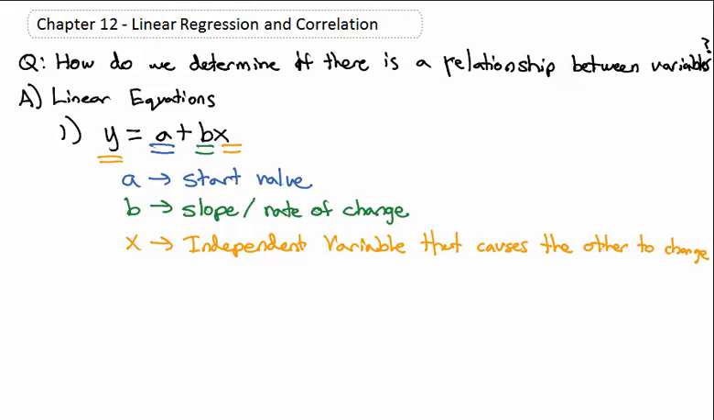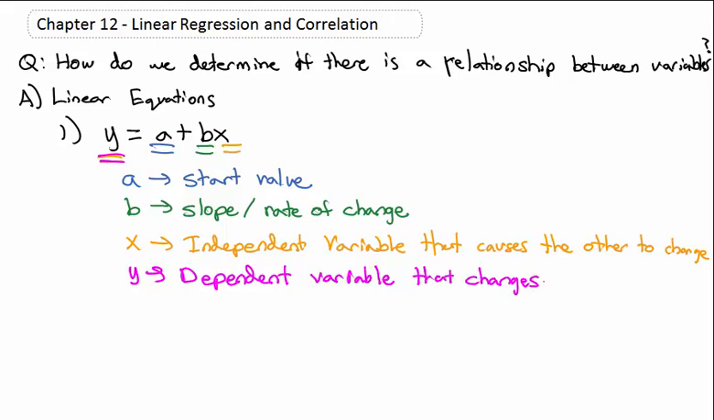And the y, let's do that in a different color. Y then would be the opposite, the dependent variable, that changes based on the other.